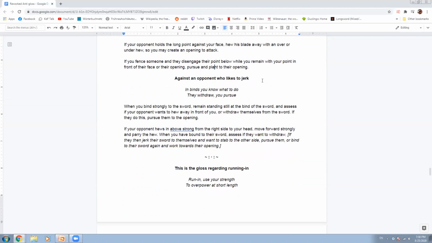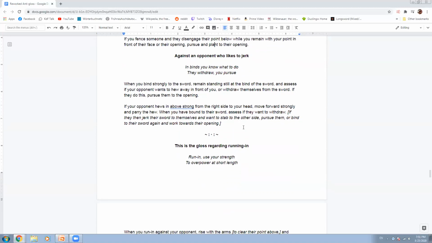All right, against the Zuken. When you bind strongly at the sword, remain standing still at the bind of the sword and assess if your opponent wants to hew in front of you or withdraw themselves from the sword. If they do, pursue them with the opening. So again, the clever person who remains at the bind. If they hew in above strong from the right side to your head, move forward strongly with the parry. If you've bound the sword, assess if they want to withdraw. And yeah, that's pretty much the same as above.